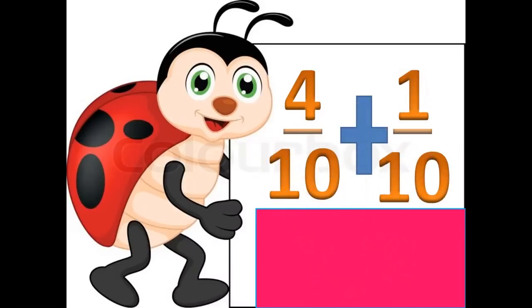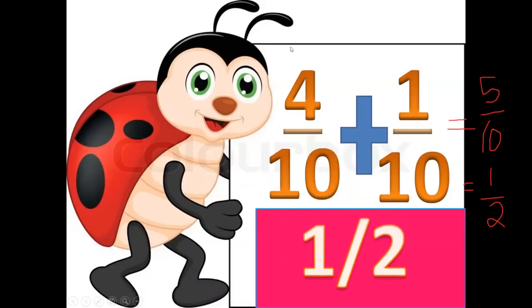Next, we have 4/10 plus 1/10. So 4 plus 1 is 5. Then copy the denominator. Again, check your fraction if it is already in lowest term. So 5/10 is not in lowest term, so we need to divide it by 5. 5 divided by 5 is 1. 10 divided by 5 is 2. So the lowest term for our answer is 1/2.